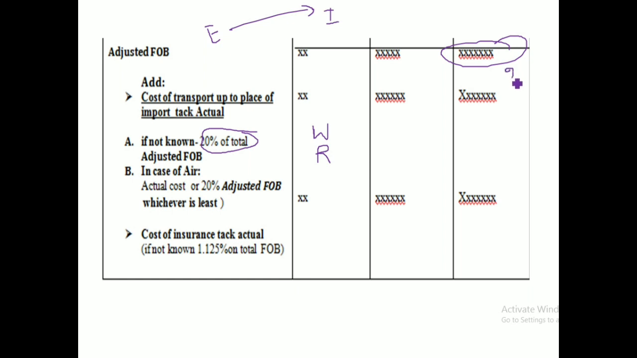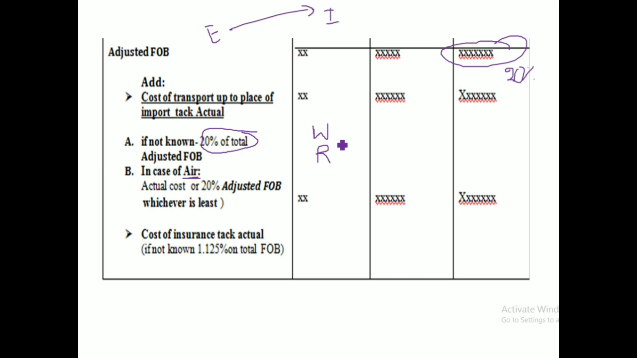Based on this, how much do we need to calculate? 20%. Okay, 20% we just need to consider when we are importing goods with the help of water and road transport. If we are importing goods with the help of air transportation, here we just need to compare two major things, that is actual or 20% of adjusted FOB. Whichever is least we just need to consider here. Okay, that is one of the major things.